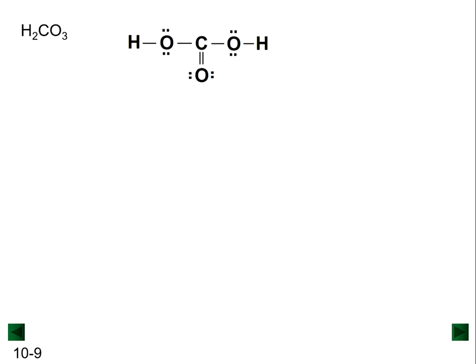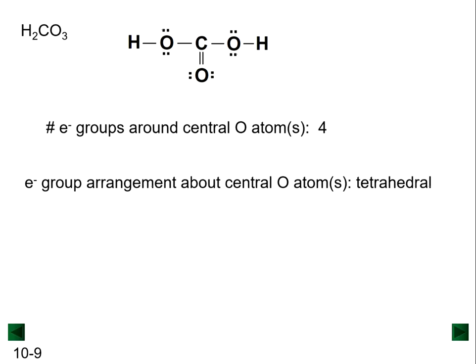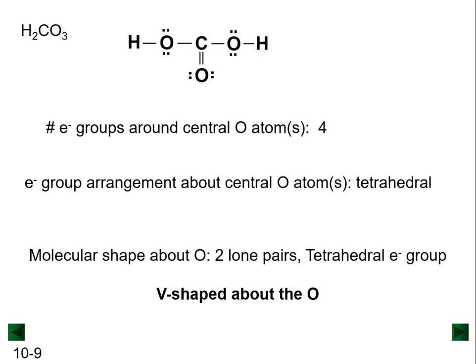Next, we can look at the oxygen atoms. If we take one of the oxygen atoms with a hydrogen atom on it, you can count the number of electron groups around there. You should come up with 4: 2 lone pairs and 2 single bonds. That tells us that the electron group arrangement about the central oxygen atoms, in this case since there are 2 of them, is tetrahedral. The molecular shape about the oxygen then, with 2 lone pairs and a tetrahedral electron group arrangement, gives us a V-shaped molecular structure about the oxygen atom.